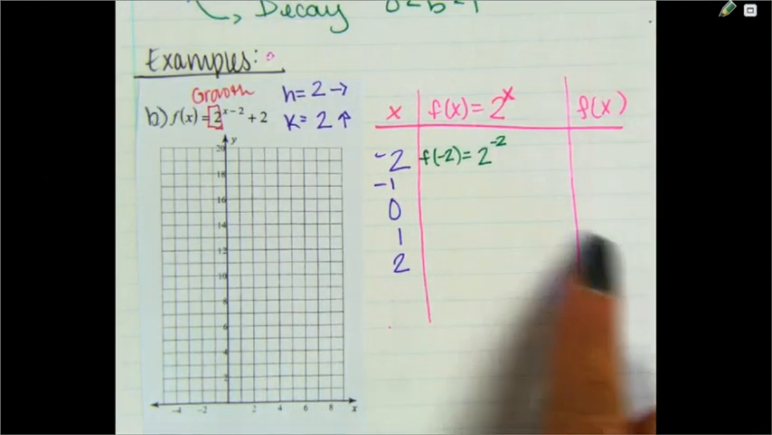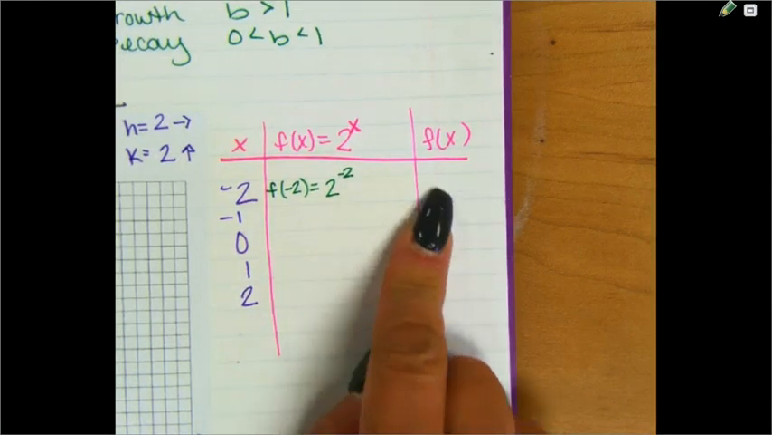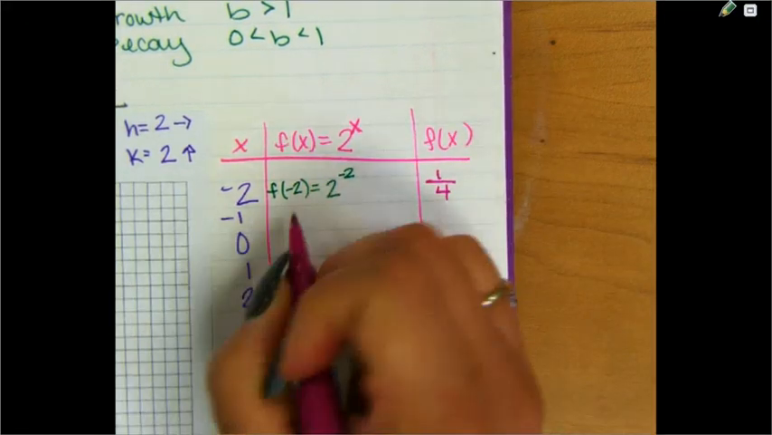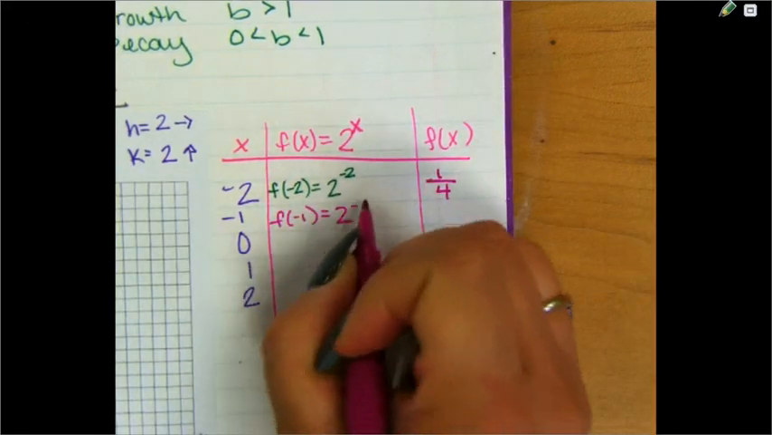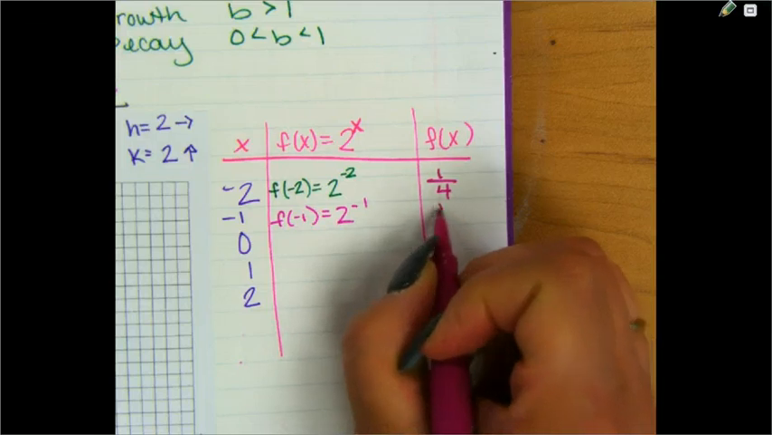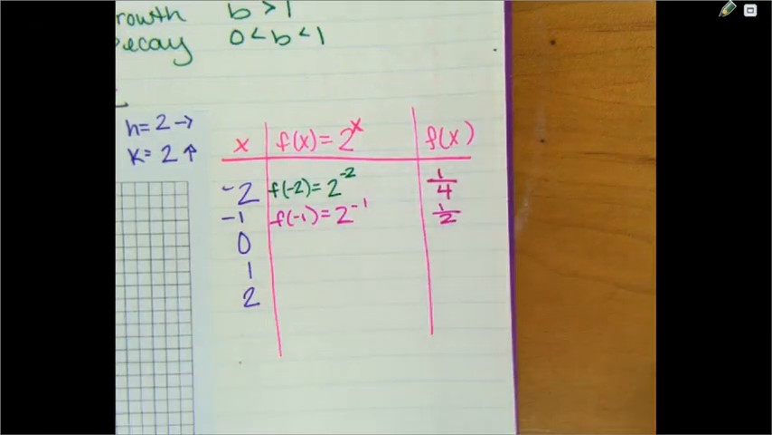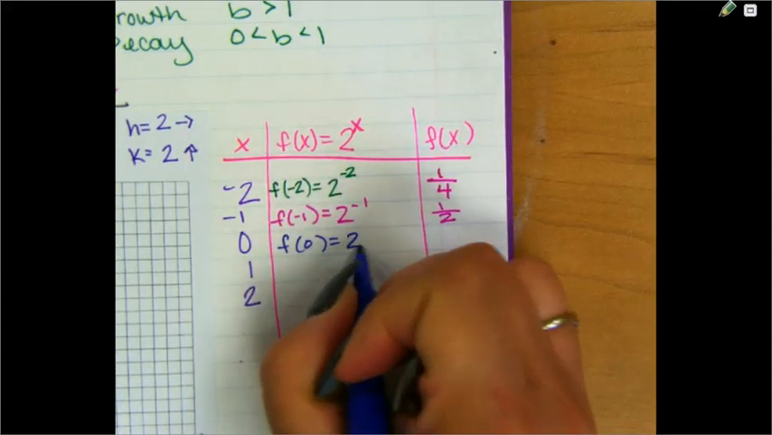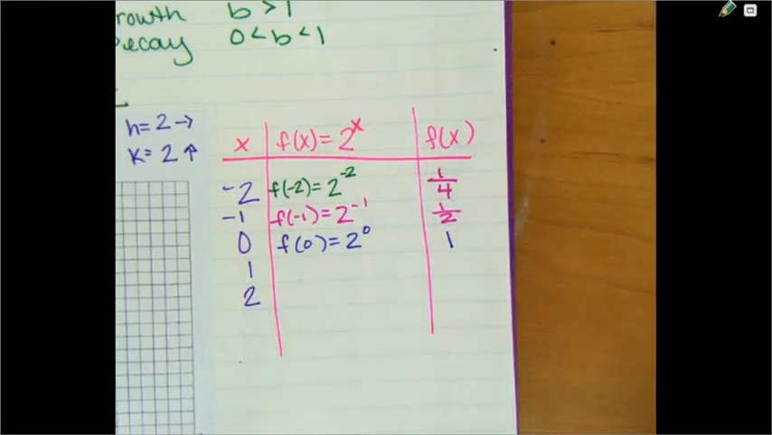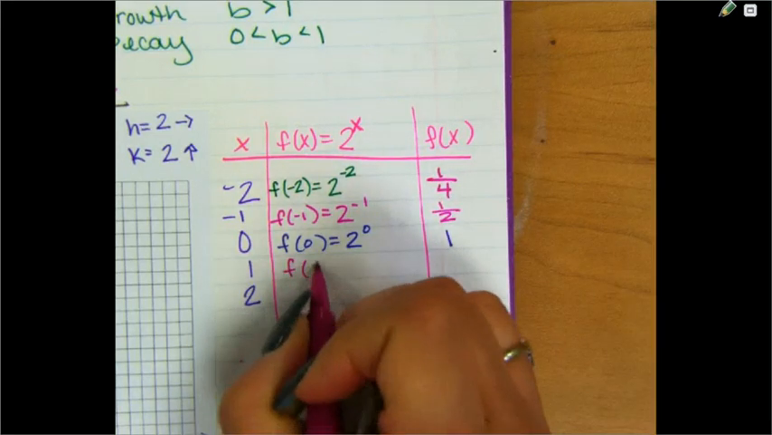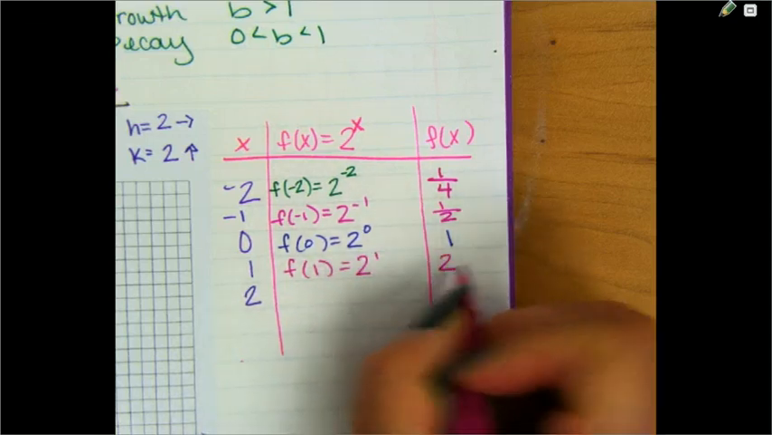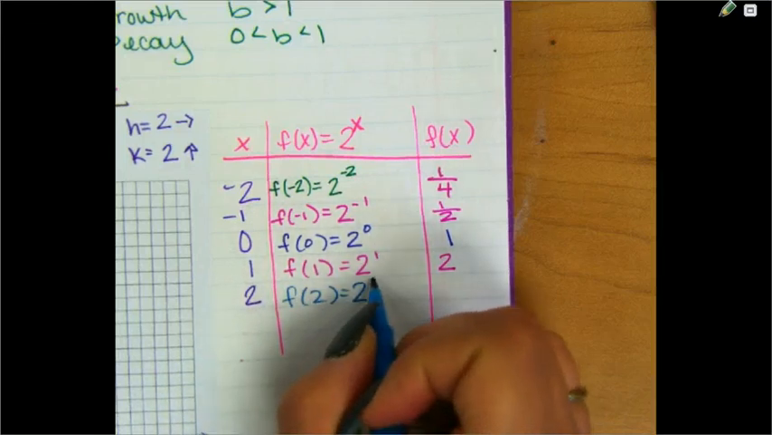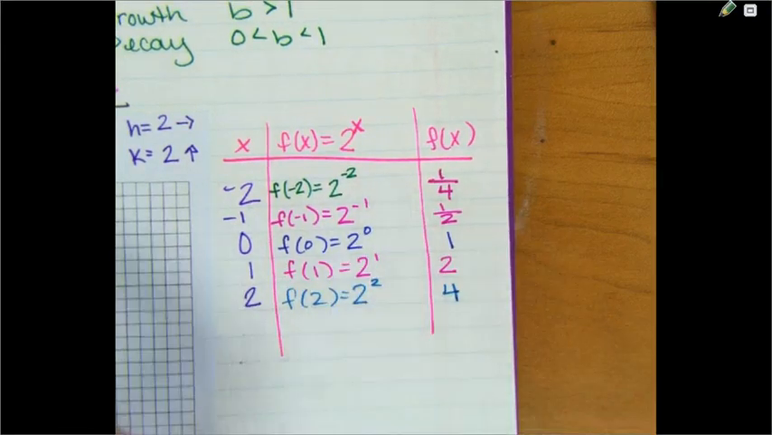Okay? So back to the table. 2 to the negative 2 is what? 1 over 4. F of negative 1 is 2 to the negative 1, which is what? 1 over 2. Very good. F of 0 is 2 to the 0, which is 1. F of 1 is 2 to the first, which is 2. F of 2 is 2 to the second, which is 4.